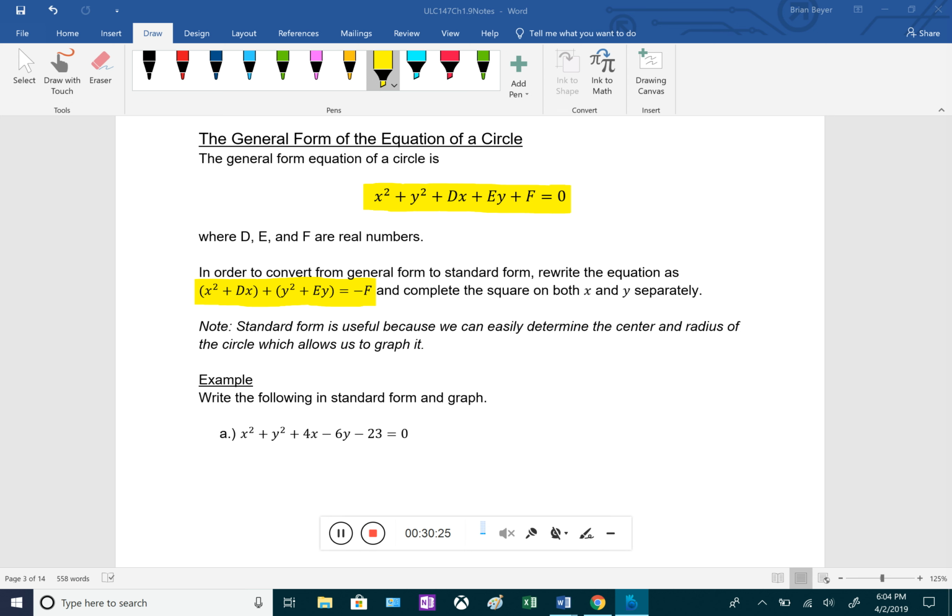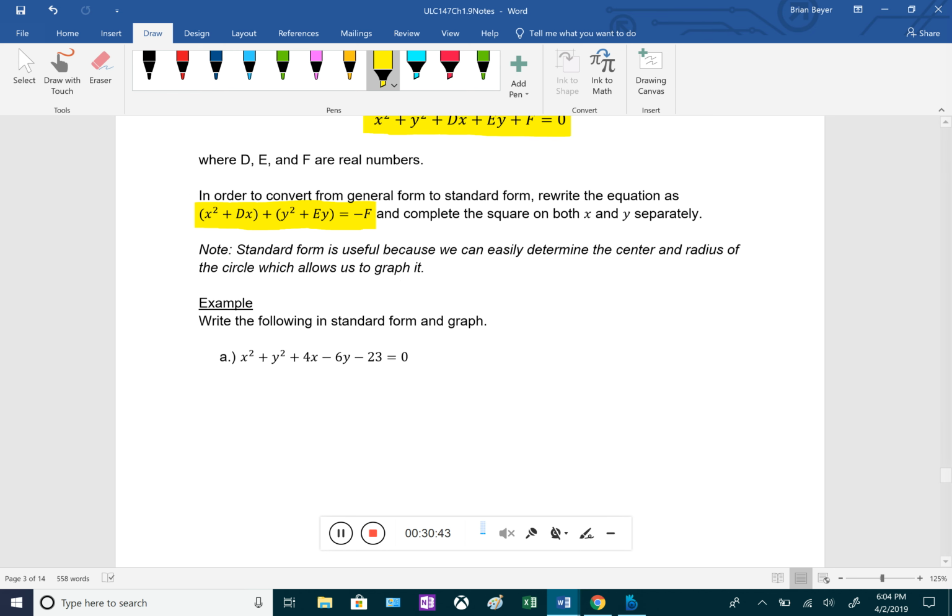The reason why we usually like this in standard form is that when it's in standard form, we can identify the center and the radius, and it's very easy to graph and know what that circle looks like. General form, not so much. Okay, so let's do some examples here.